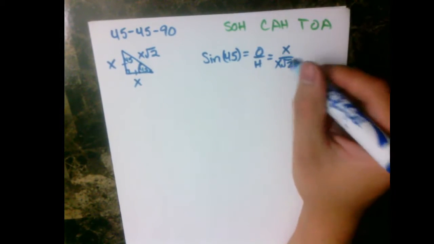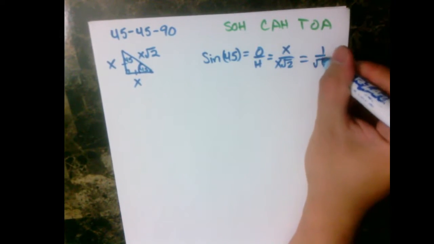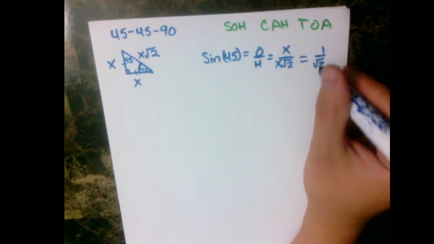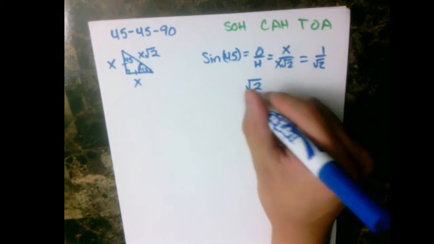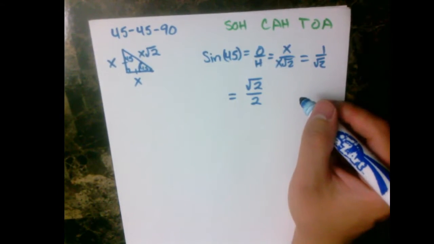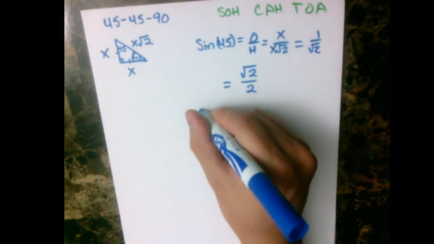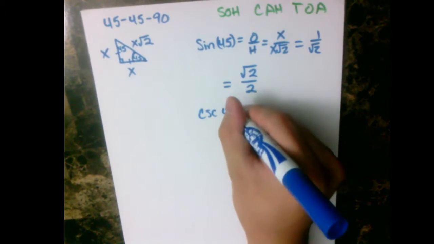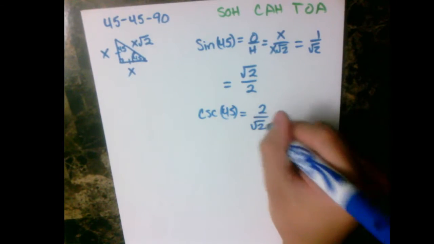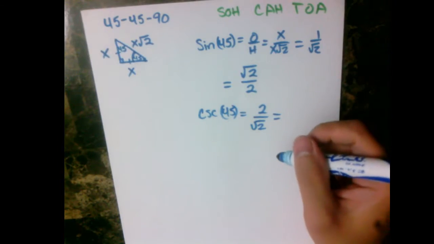So you'll do the math, the x's will cancel, you'll get 1 over root 2, but you cannot have that radical in the denominator, so you have to rationalize it. You'll end up with root 2 over 2, okay? Root 2 over 2, which would mean that your cosecant of 45 is going to be the flip, 2 over root 2. But again, we'll rationalize this denominator as well.